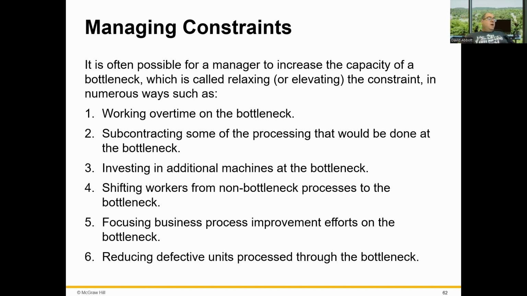Now, managing constraints. It is often possible for a manager to increase the capacity of a bottleneck, which is called relaxing or elevating the constraint, in numerous ways, such as working overtime on the bottleneck, subcontracting some of the processing that would be done at the bottleneck, investing in additional machines at the bottleneck, shifting workers from non-bottleneck processes to the bottleneck, focusing business process improvement efforts on the bottleneck, and reducing the defective units processed through the bottleneck.